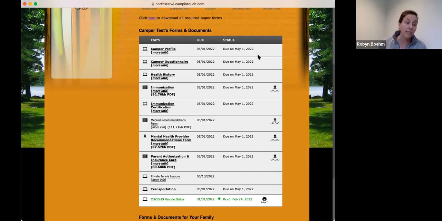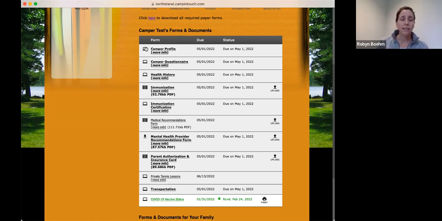The time frame is because we start reviewing this information early on. We want to be able to have conversations with you and save ourselves the time before camp really kicks into gear and staff training kicks into gear. That's why we request, no matter what session you're signed up for, May 1st is our deadline.